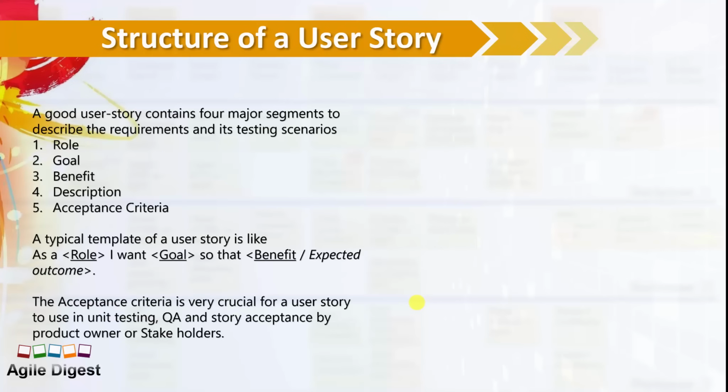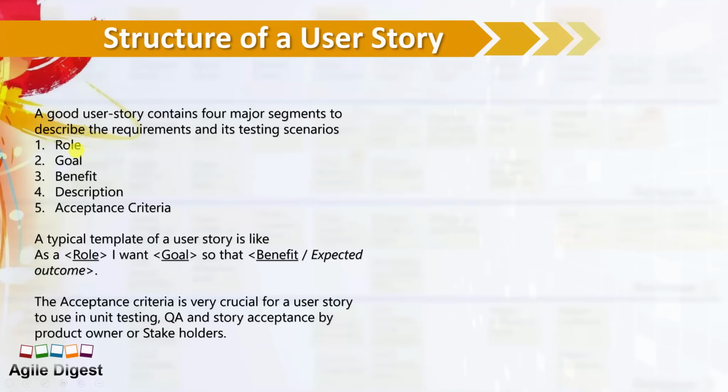So that's the estimation we do with story points for the user story. Let's understand the different structure of a user story. When we talk about the structure of a user story, we know there are three different parts. One part is the title, which contains role, goal and benefit. Another part is the description area, and another part is the acceptance criteria.